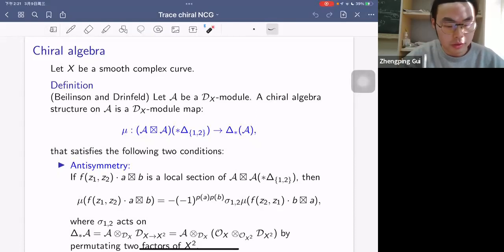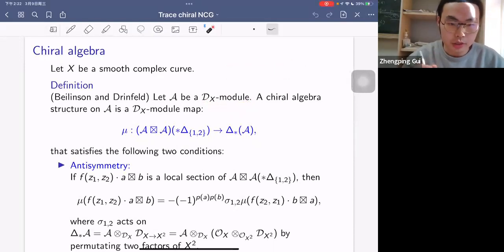Now I am going to introduce the notion of chiral algebra. Later we will say that a vertex operator algebra can be viewed as a universal chiral algebra. First, let X be a smooth complex analytic curve. Beilinson and Drinfeld defined a chiral algebra as a D_X module. Here, the D_X module means a right D_X module.